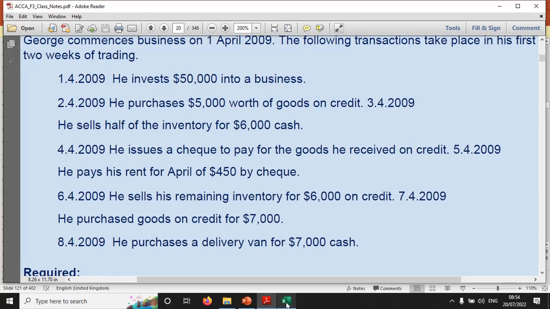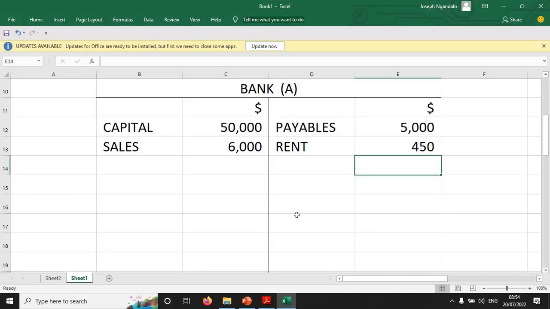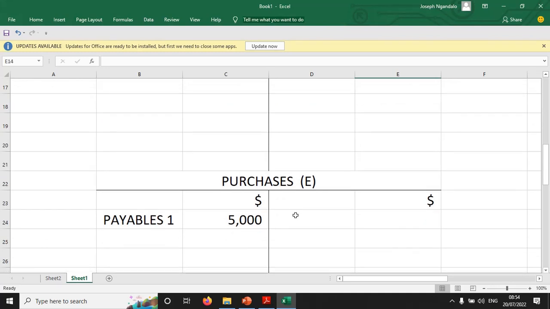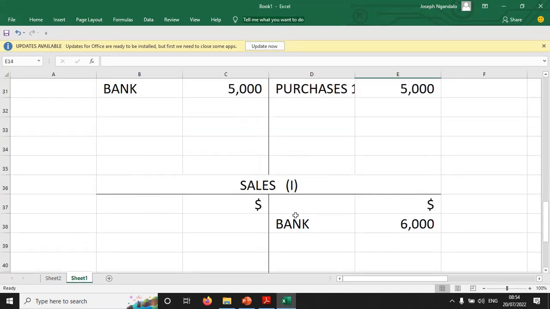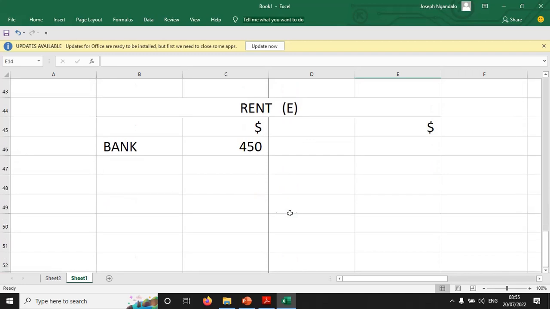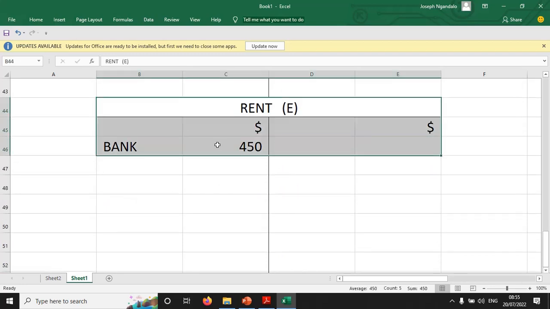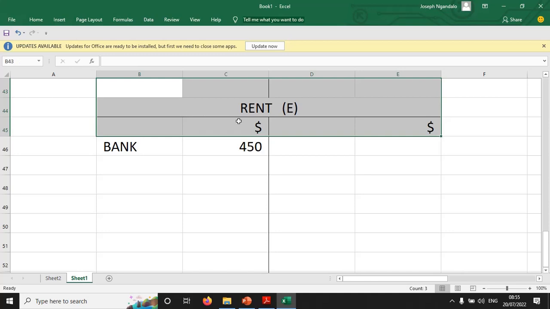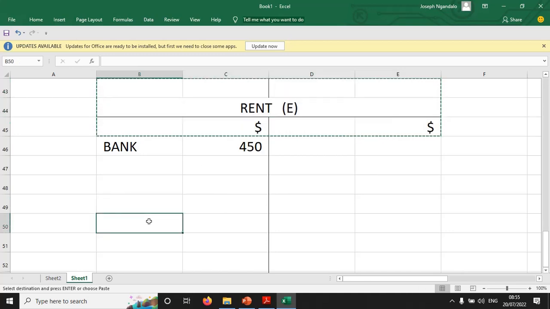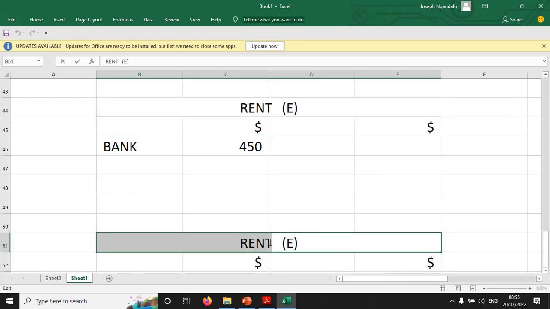What else is there? Sales, remaining what? Remaining stock. Again, 6,000 credit. This time around, we are going to have to be forced to open a receivable account. Is that correct? Call this receivable. Okay.